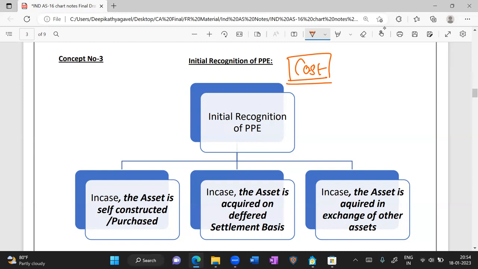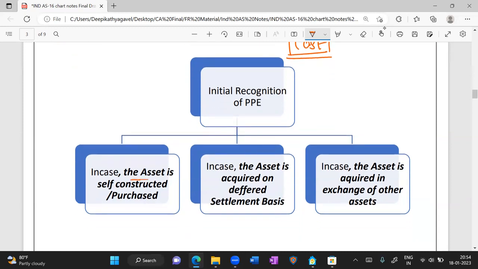The initial recognition will happen at cost, that you know, but there are three different case scenarios in which you can acquire the PP. First, they say that the PP is either self-constructed or purchased. Self-constructed means, let's say there's a machinery, you're building it all together yourself, right? Your entity itself is doing it, or you're purchasing it from outside. Second scenario is that the PPE, that asset, is acquired on deferred settlement basis.